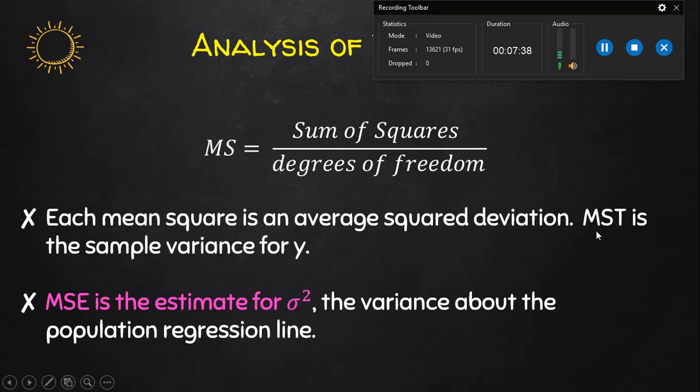So MST, the mean square total, is going to be the sample variance for Y. I've highlighted in pink MSE. We're going to use MSE as our estimator for the variance for our model, and we can move forward and also find the standard deviation by square rooting this value. Most of this will not make sense until we actually go through an example, and even then I know it's going to be tricky.